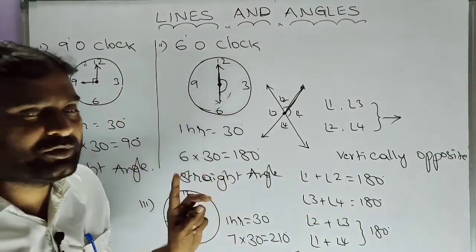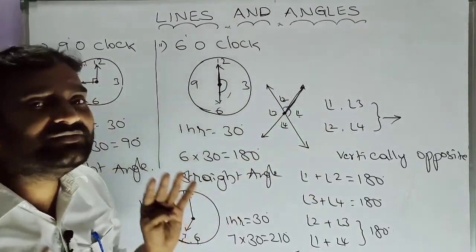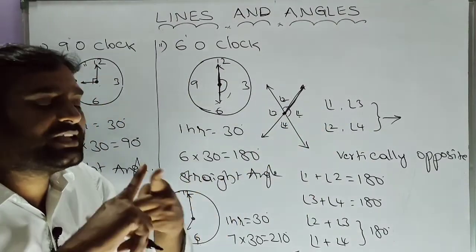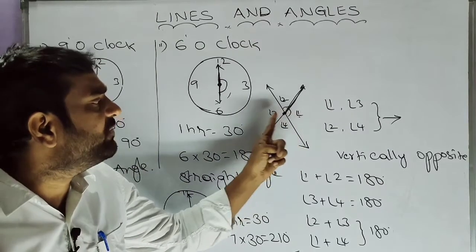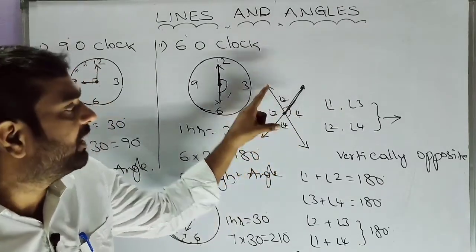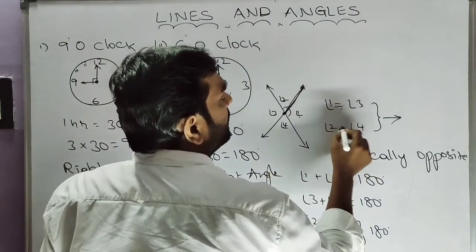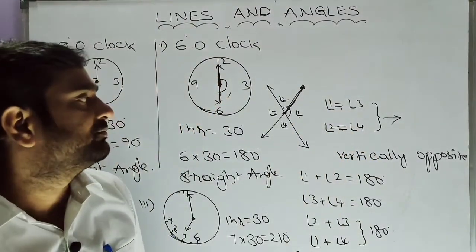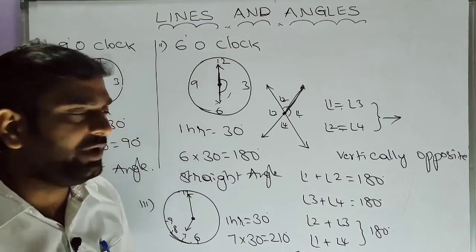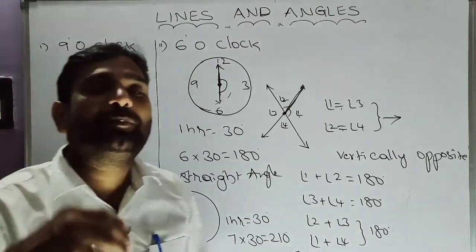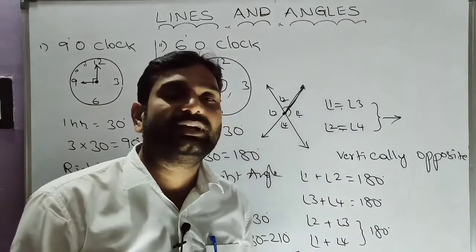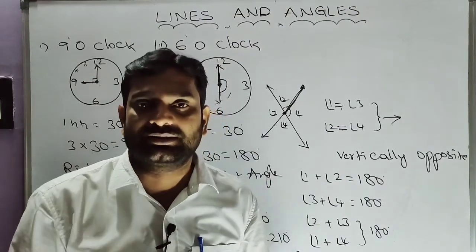Okay, and here the main theme is vertically opposite angles. What is vertically opposite? If two lines are intersecting, angle 1 and angle 3, these two are vertical, and angle 2 and angle 4 are vertical. These are equal. Angle 1 equals angle 3, angle 2 equals angle 4. We'll do problems on these vertically opposite angles in the next class.